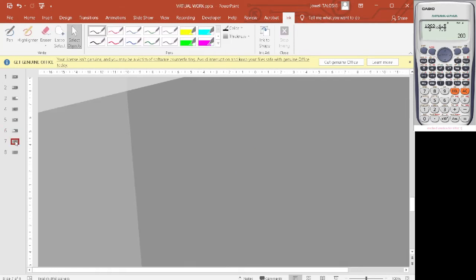Okay, so next, after we have gotten all the member forces, we need to get the small n. So, small n here will be the virtual normal force of the member of the truss. Virtual normal force of member. So, we're going to draw again the truss.